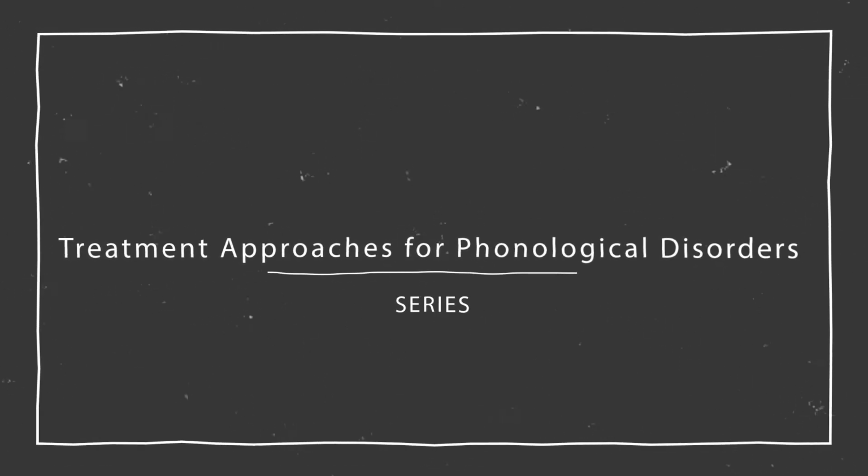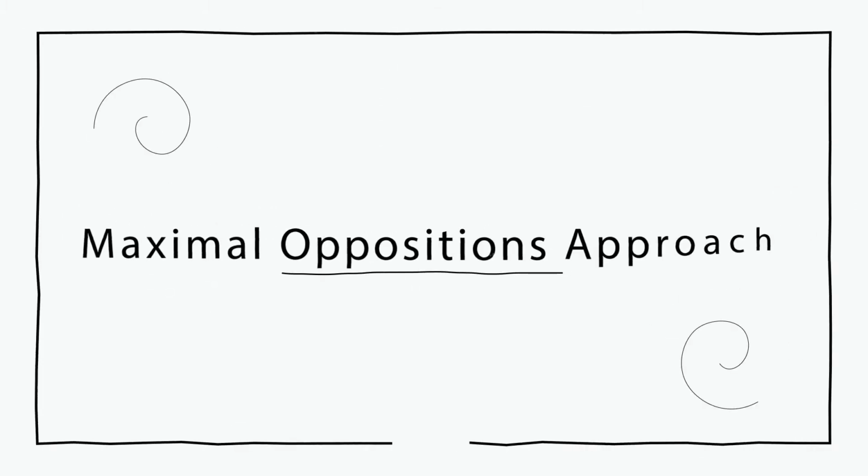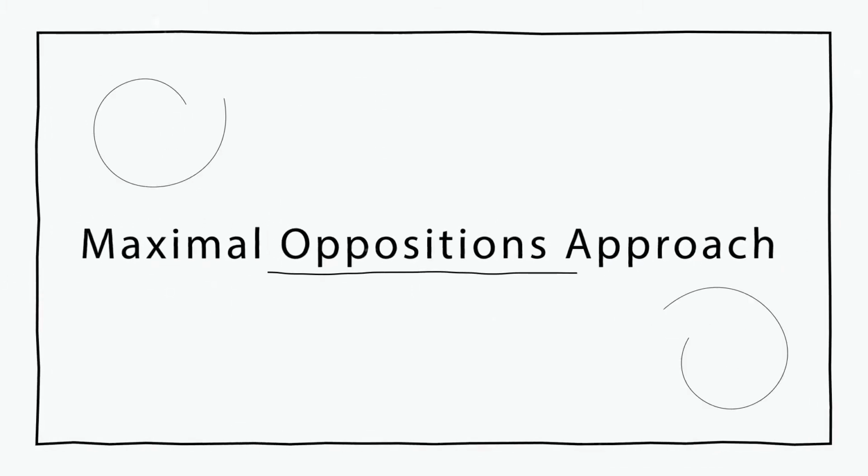Let's talk about the maximal oppositions approach. This is a therapy approach that uses pairs of words that differ by only one sound. These pairs of words are called maximal pairs. If this sounds a lot like minimal pairs, you are right.